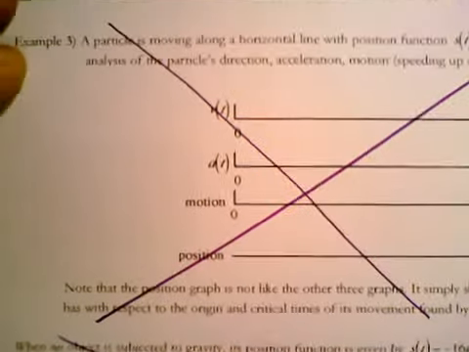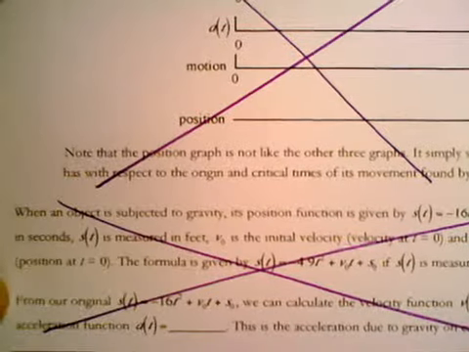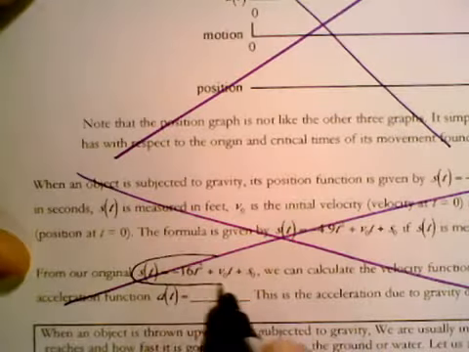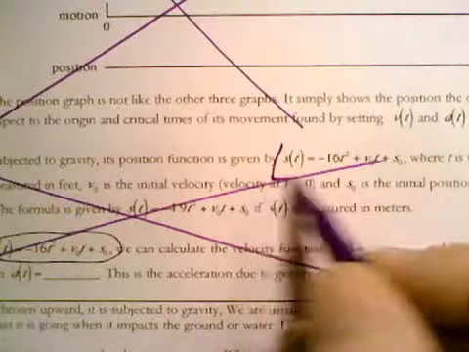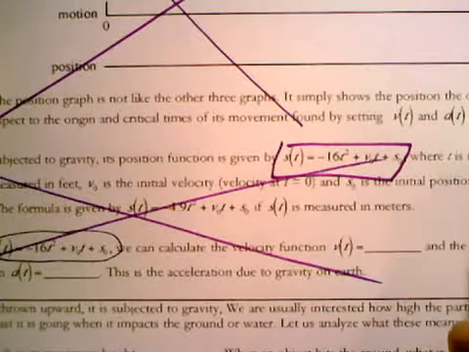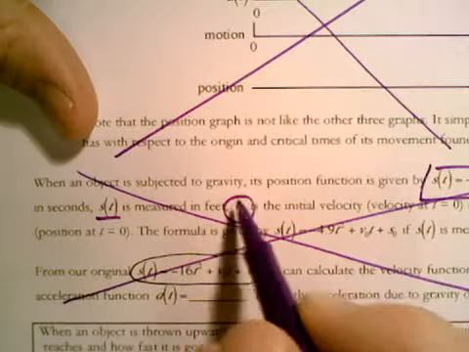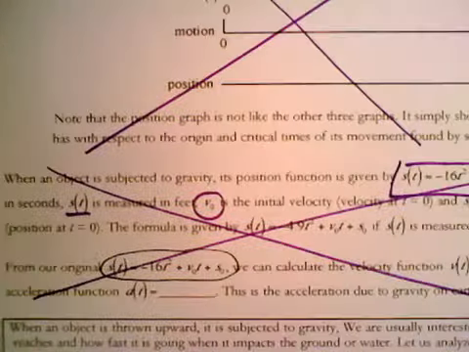So as you can see, we have the first two sections here crossed off, although I should not have crossed off this part right here, so I'm going to try to save it. Right here we have: if an object is thrown up into the air, its position function is given by this right here, where t is measured in seconds, s of t in feet. V sub 0 represents the initial velocity.